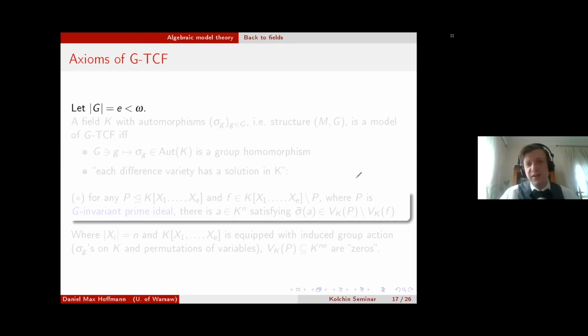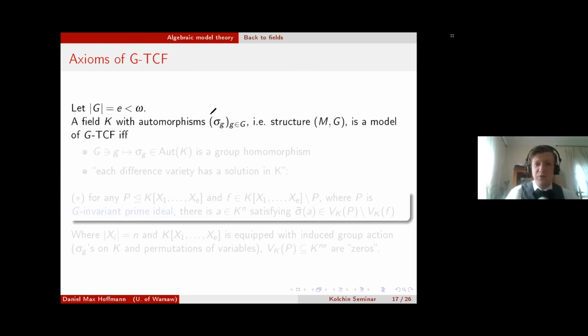We start with a finite group and say that G has e many elements, and a field K with automorphisms, right? Again, I will use this convention where you have sigma_g. So it will be a structure K and sigmas, and that's a model of GTCF if this map, so take g and attach sigma_g, goes to automorphisms of K. It's a group homomorphism, so you have really a group action. That's just saying that you have a field with group action.